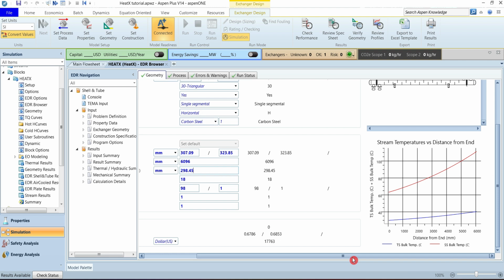Since it's a single pass exchanger, there is only one tube pass and one shell pass, and the flow is counter flow, so you can notice the difference in the profiles as well. The cooling water temperature changes from 30 degrees Celsius to close to 40 degrees Celsius. It increases along the length of the exchanger. But on the other side, the temperature of the condensate changes from 111 degrees Celsius to close to 64 degrees Celsius. So this is how the counterflow profiles can be viewed.